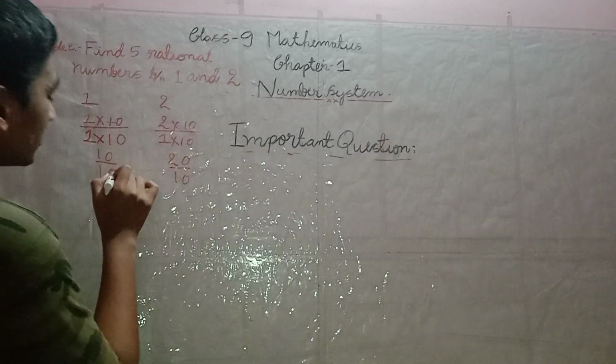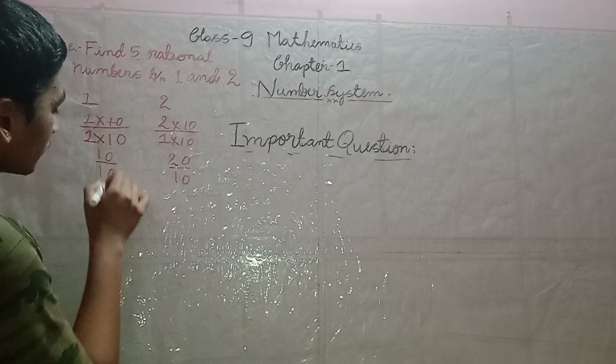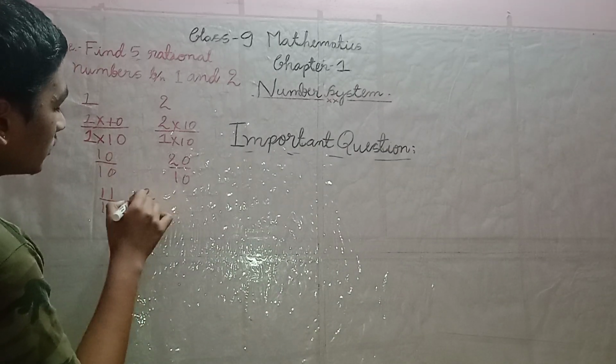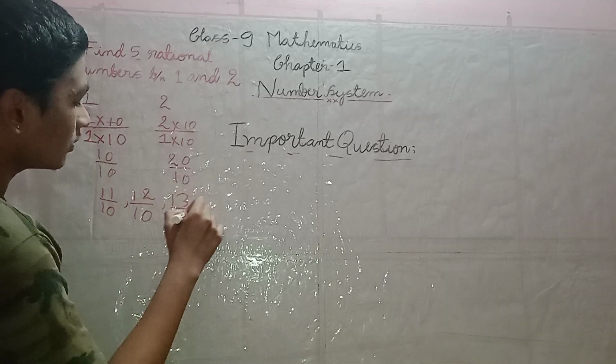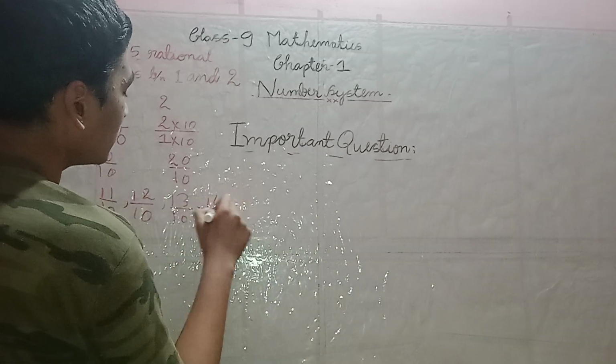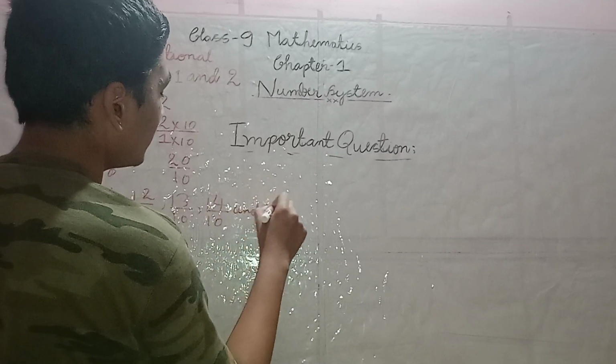Now observe here, we can find the rational numbers. We are asked for only 5, but nearly 9 rational numbers can be formed between 10 by 10 and 20 by 10. Between those two numbers, 5 rational numbers are 11 by 10, 12 by 10, 13 by 10, 14 by 10 and 15 by 10.